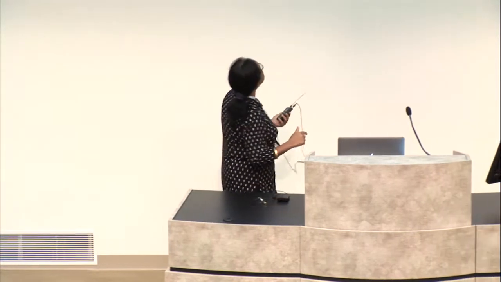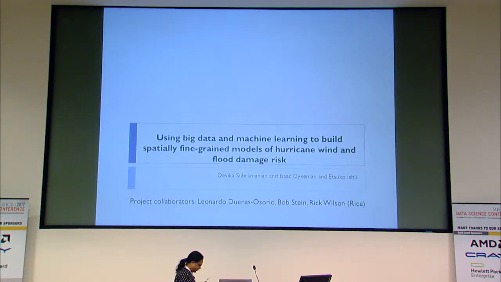Okay, so today I'm going to talk about using big data and machine learning to build spatially fine-grained models of wind and flood damage risk. In a way, I'm going to do a deep dive into one particular problem that I've been working on for some time with colleagues from the civil engineering department, Leonardo, who's right there, and two colleagues from political science.